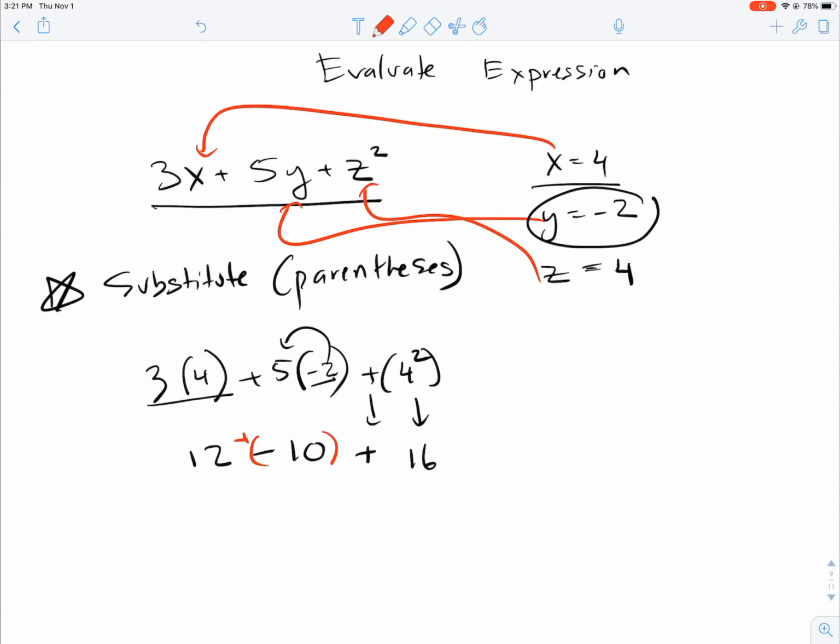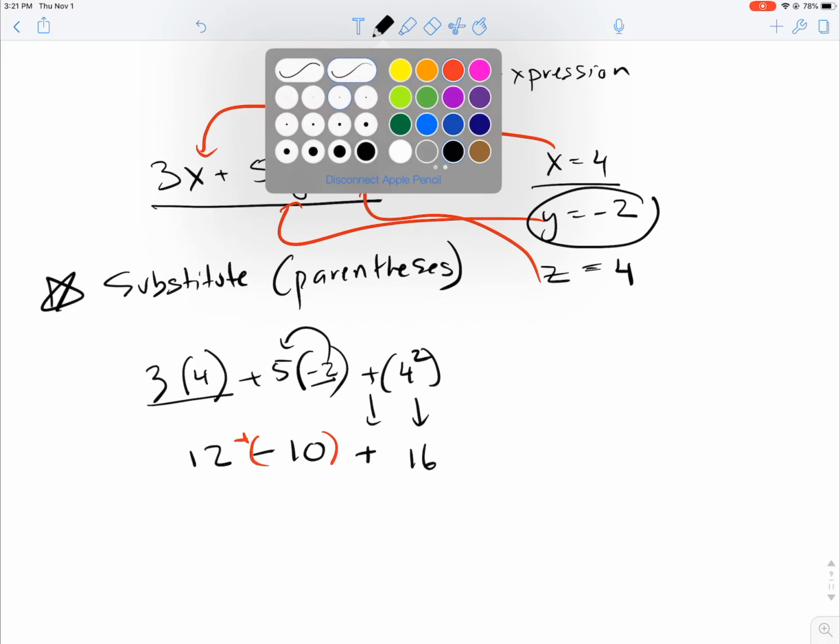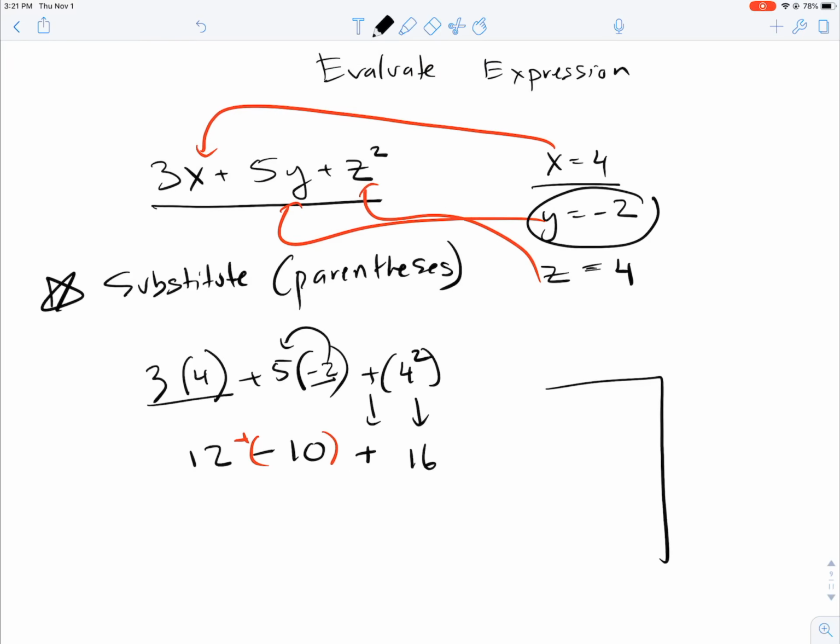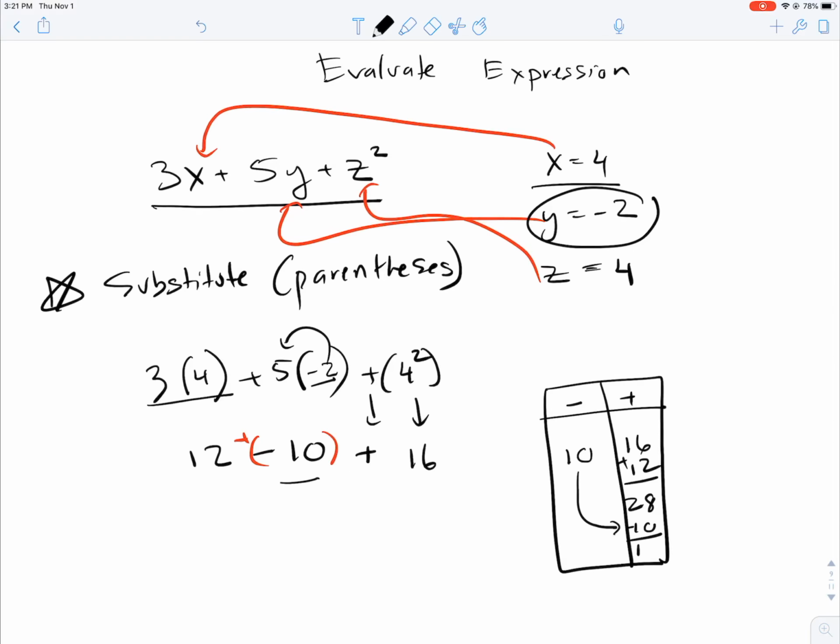Now that we have 3 numbers, I'm going to go on the side and use my integer box. Here's my negative side. My negative number, which is 10, goes on the negative side. Positive 16 and 12 go on the right side. I add these two together, that's going to give me 28. I take the smaller number, bring it over, and subtract. That's going to give me 18. 18 happened to be on the positive side box, so the answer is positive 18.